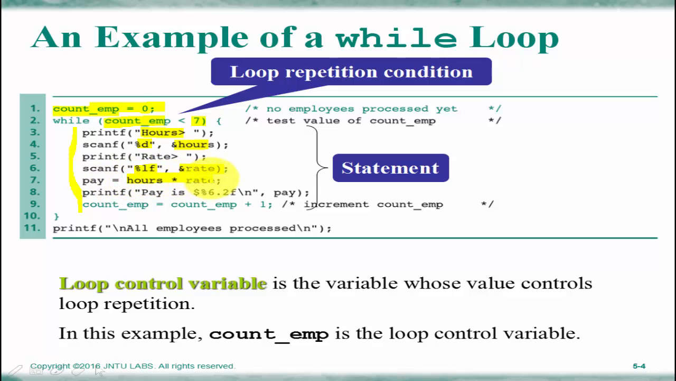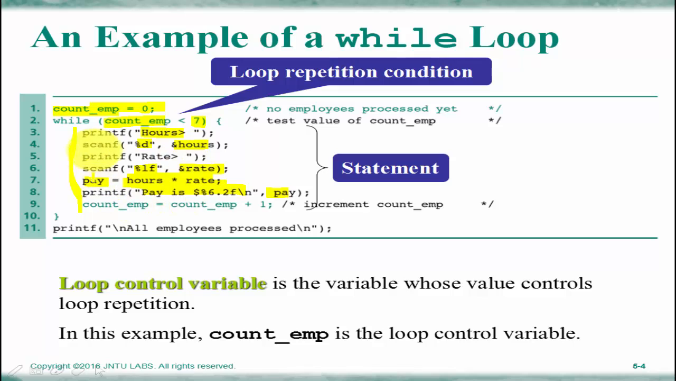It is a small program where an employee is working on an hourly basis. The rate you enter is multiplied by the hours, so this many hours they will be paid this much, and it will be printed. Pay is printed with 6.2f, the value of pay. There are a total of 7 employees, as count is less than 7.